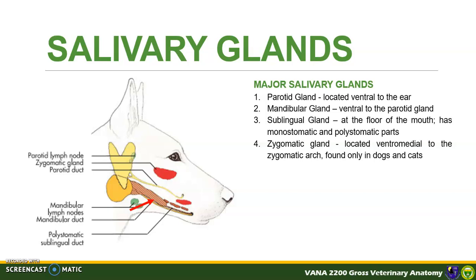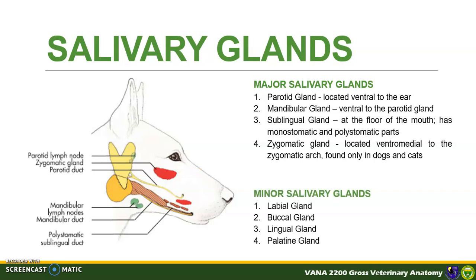The zygomatic gland or orbital gland is located ventromedial to the zygomatic arch. It is globular or pyramidal in shape. It is found only in dogs and cats. It represents a caudal condensation of the largely unilobulated dorsal buccal glands of other mammals. Minor salivary glands include the labial, buccal, molar, lingual, and palatine glands.